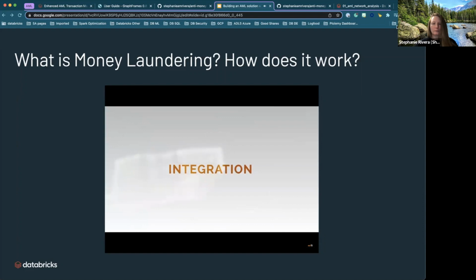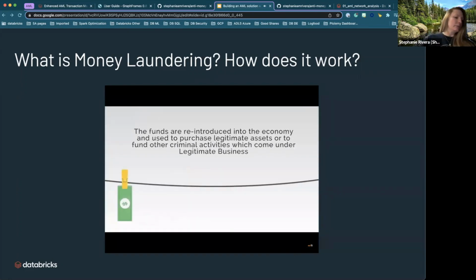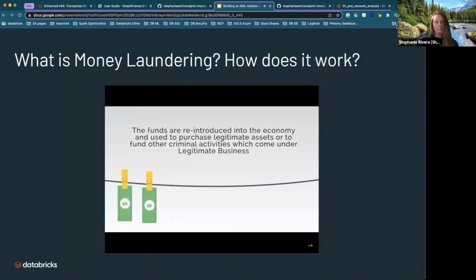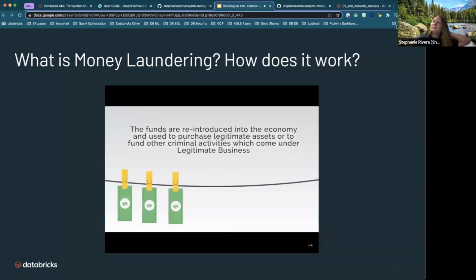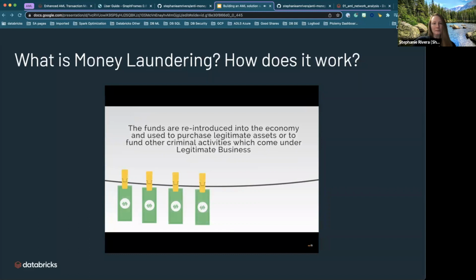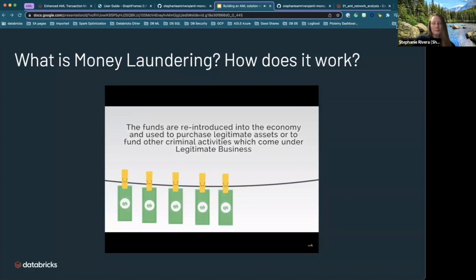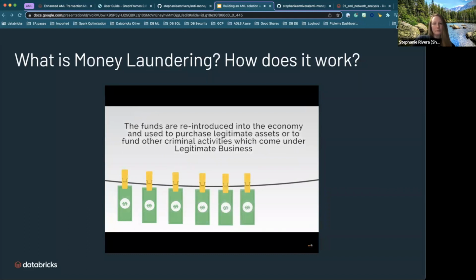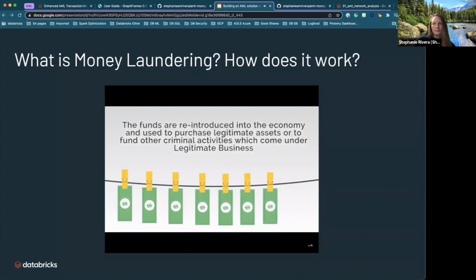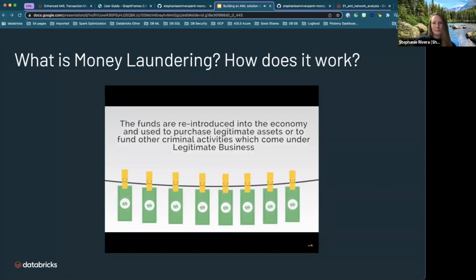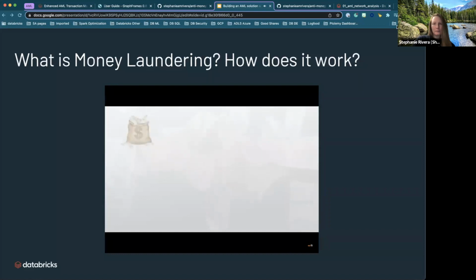Integration stage. The last stage is the integration stage, wherein the funds are reintroduced into the system or into the economy. These funds are then used to purchase legitimate assets or to fund other criminal activities which come under legitimate business. Ultimately, this is done to show that the money used to buy these assets is indeed from a legal source. Now, let's summarize the process of money laundering.